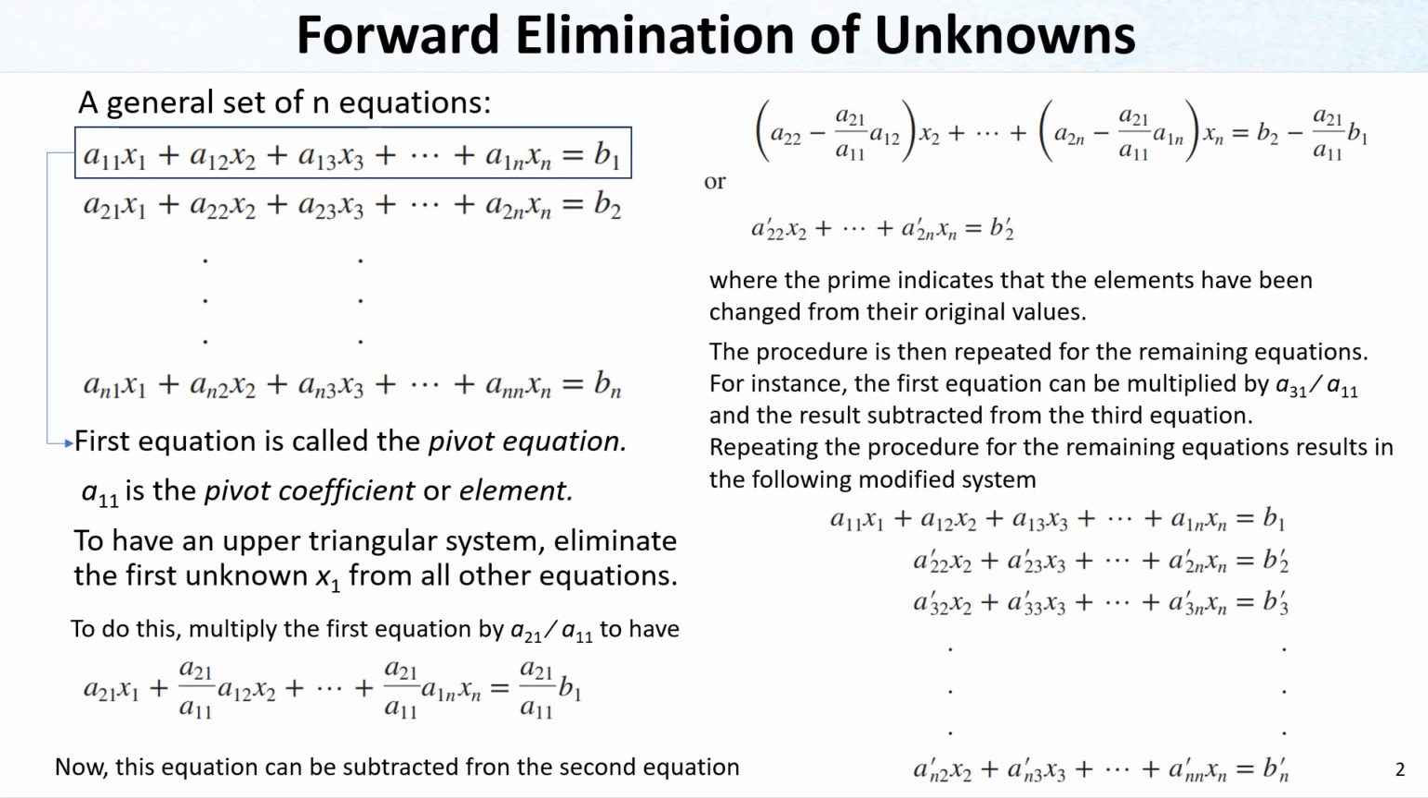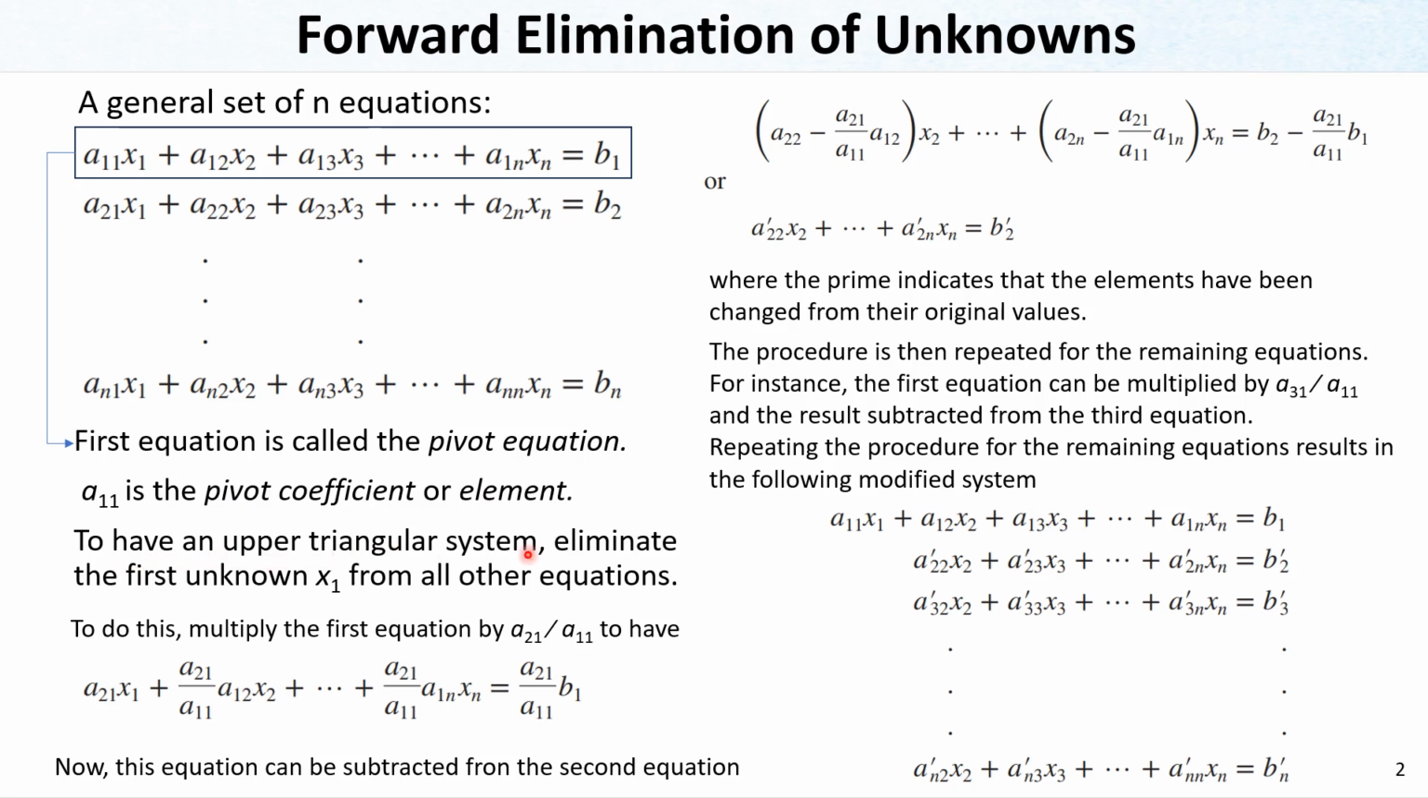The first step of naive Gauss elimination is forward elimination of unknowns. As we said earlier, we try to have an equation which has only one unknown in the end. Here, for instance, we have a general set of n equations. What we need to do is start eliminating from the first term. The first equation is called the pivot equation, and a11, which is the first term, is called the pivot coefficient or pivot element. This is important because we start from here.